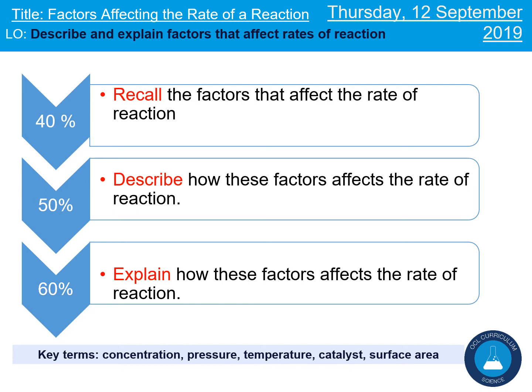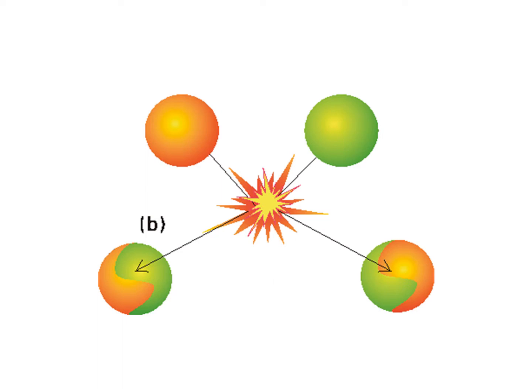Before we start, we're going to remind ourselves what happens when a reaction takes place. When a reaction takes place, two or more different particles need to collide. That means they need to bump into each other. Now, particles are colliding or bumping into each other all the time. It doesn't always lead to a reaction because not all collisions are successful.